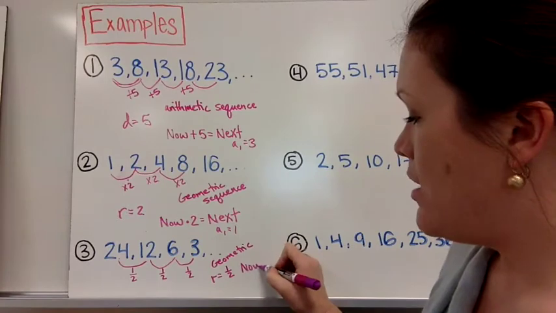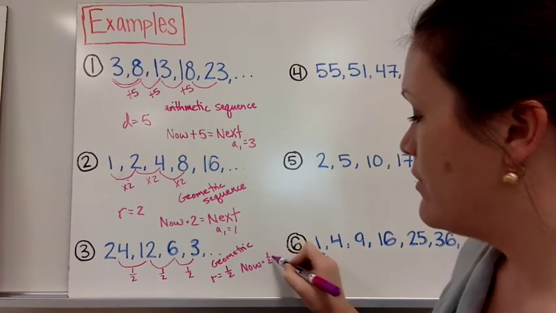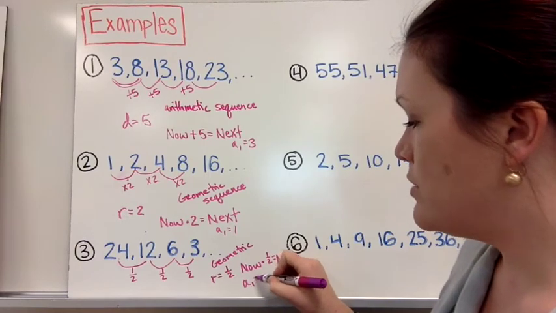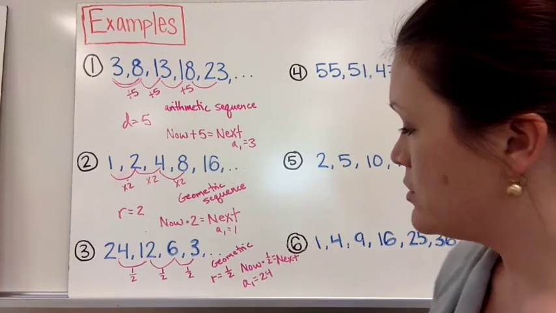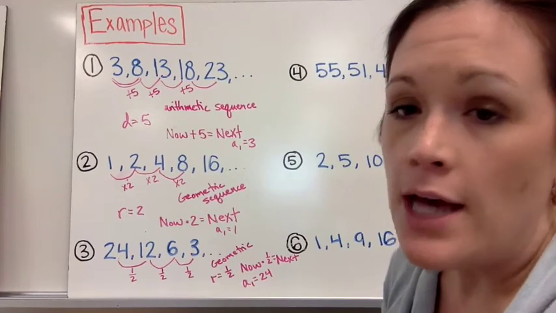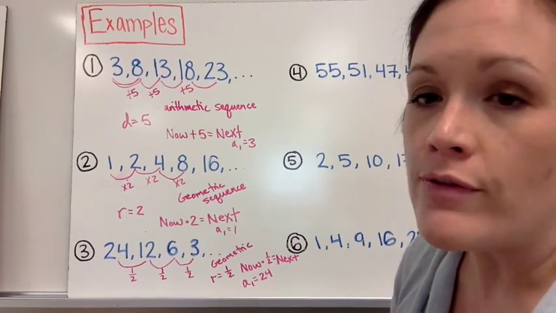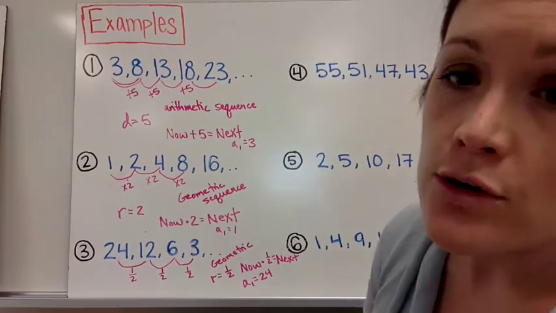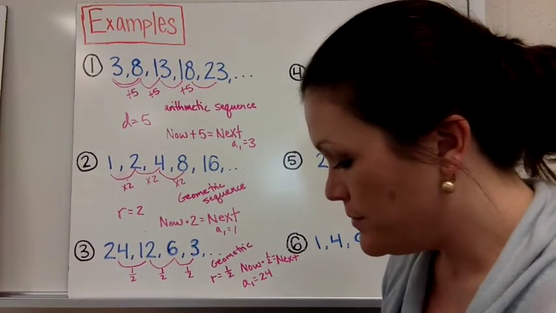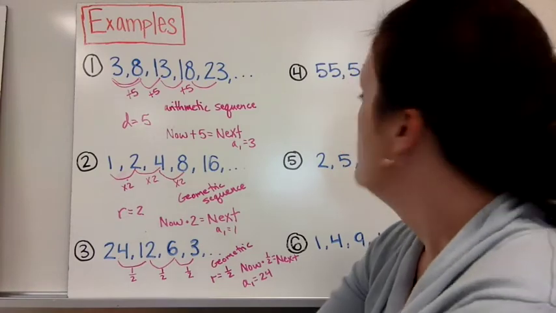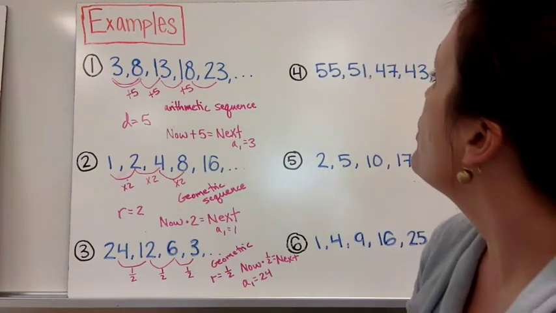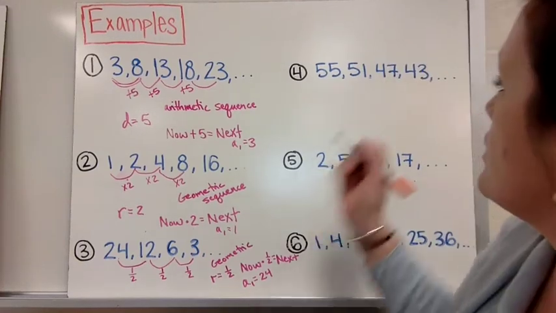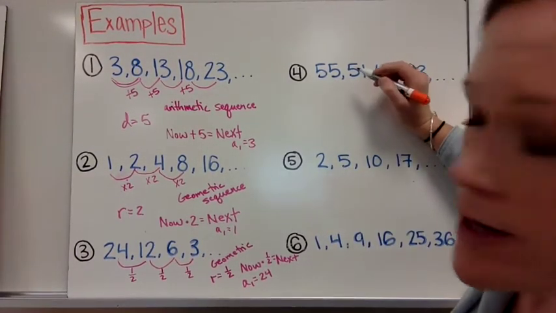We could say now times 1/2 equals next. And a sub 1 was equal to 24. So that's lots of good information we could gather. Depending on the question they ask, you might not need all of those things. It's just good to point them all out for our examples to put into our notes. So let's look at number 4. We have 55, 51, 47, and 43.